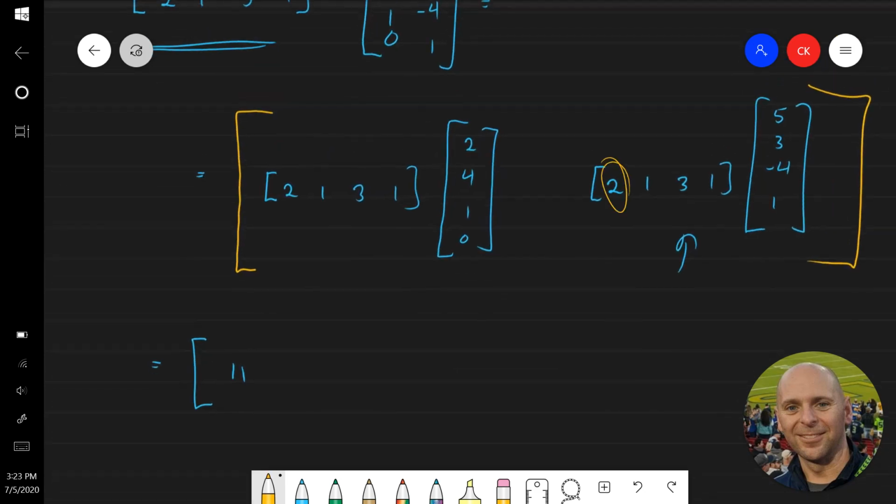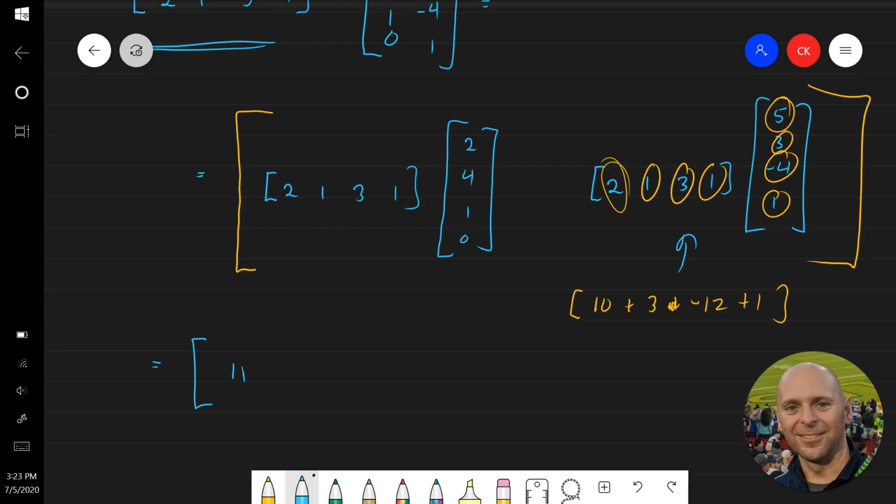So we've got, multiplying corresponding elements, 2 times 5, which is 10, plus 1 times 3, which is 3, plus 3 times negative 4, which is negative 12. So really this is going to be minus 12. And 1 times 1, which is 1. So plus 1. So when we add all that up, you end up with 2.